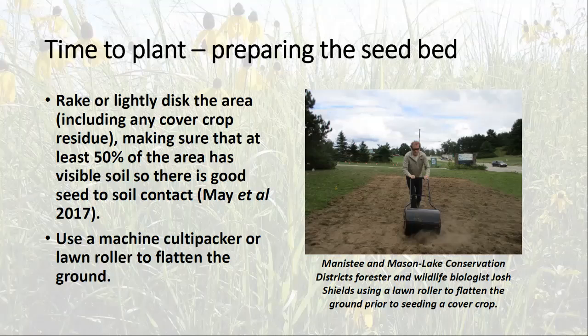Another good approach here is to use a cultipacker or a lawn roller to flatten the ground so that you don't have areas that are too deep for the native seed, and I'll explain that in a subsequent slide. This is especially concerning if you're using a machine cultipacker. I've been on 1 or 2 sites recently where the landowner used a machine cultipacker to flatten the ground, quote unquote. However, the grooves that were created by that cultipacker actually were too deep for the native seeds. So any seed that would fall in those grooves would be too deep in the ground, and the germination would fail. So flatten really does mean flatten.